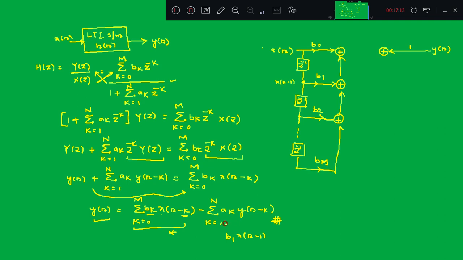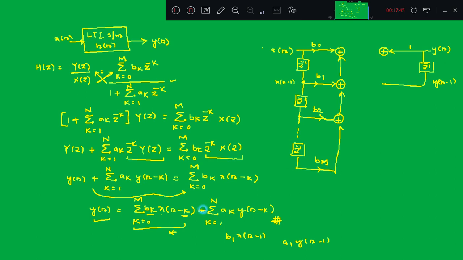After that, substitute k is equal to 1. When you substitute k is equal to 1, here it is a1. What will you get? a1 and y of n minus 1. So what is this y of n minus 1? It is 1 unit delayed, right? So here it is y of n. How to get y of n minus 1? Here I have to write z raised to minus 1, and at this point you will get y of n minus 1, and this y of n minus 1 has to be scaled by what?